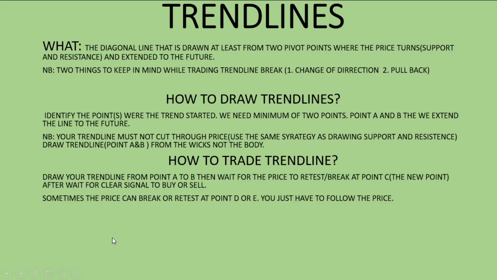Draw your trend line from point A to point B, then wait for the price to retest or break at point C. That will be the new point, the point where we anticipated that the price, when it reaches that point, will break or bounce. We wait for the price to reach that point, then we get signals either to buy or to sell. Sometimes the price can break or retest at point D or E. It can even go further. You just have to follow the price. Remember that we don't know what will happen to the market.